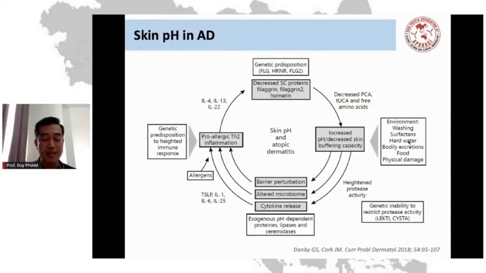So the skin of AD patients has a low level of filaggrin, therefore it can cause an increase in pH and a decrease in the natural moisturizing factor. And the increase in pH of the skin will lead to barrier perturbation, an altered microbiome, and cytokine release, which causes the inflammation of the skin into the TH2 type. So we can see that the skin pH is very important in the pathogenesis of AD.